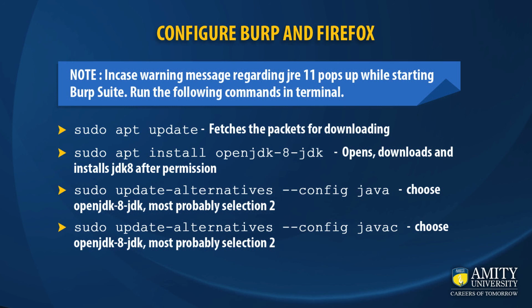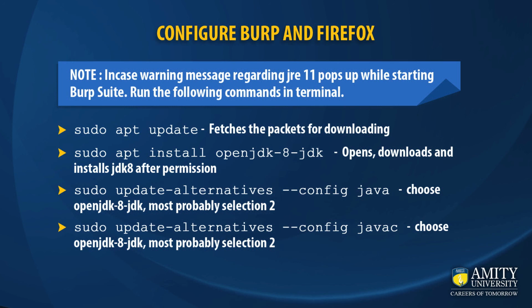So after sudo apt update, we have to install OpenJDK 8. For that, we type in sudo apt install openjdk-8. Then it will ask for your permission that this many MB should be downloaded. Should you continue? Just type in Y and enter. It will continue, and it will take some time, and JDK 8 would be installed.